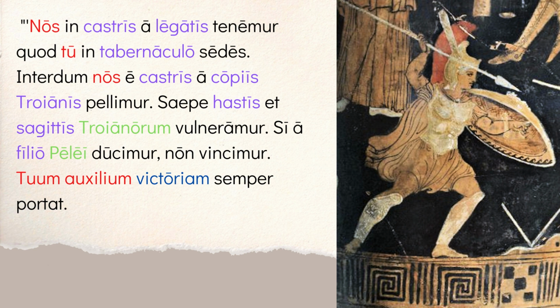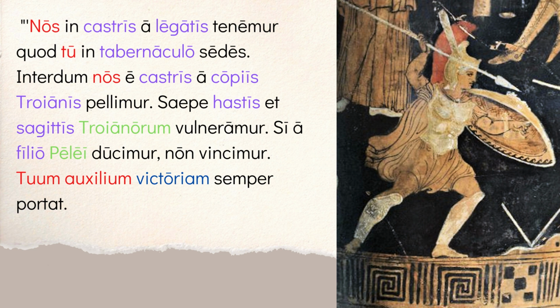Then he says, interdum nos e castris a copiis Trojanis pellimur. So sometimes we, pellimur, we are driven back, right? So not we drive back, but we are driven back. Almost it's got the sense of repelled, right? We are driven back, e castris, from the camps by the copiis Troianis, by the Trojan troops. So Patroclus is saying, sometimes we even get driven out of the camps. It's not going very well, is basically what he's saying. Okay, and again, pellimur is passive voice. You can tell by the M-U-R ending, right?